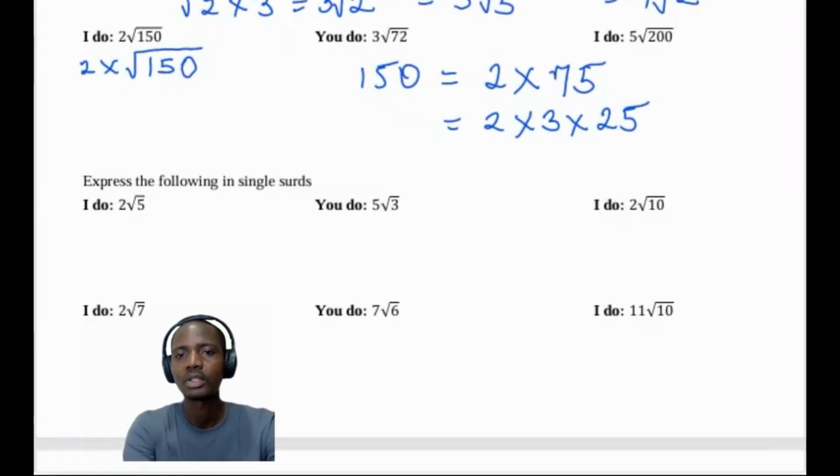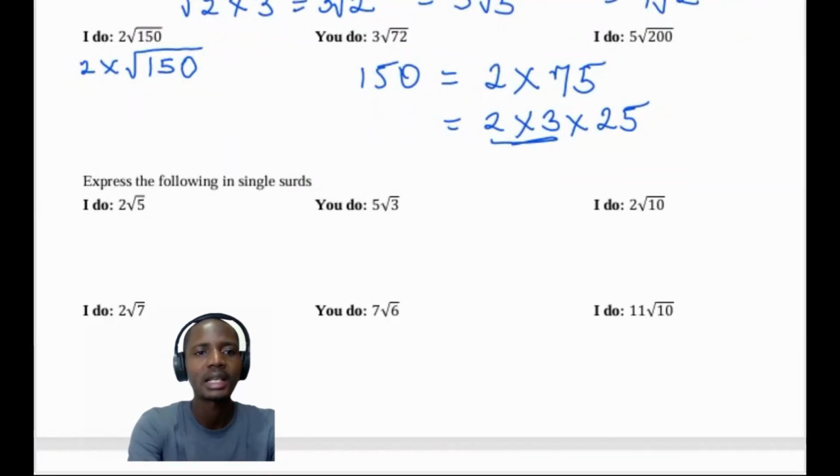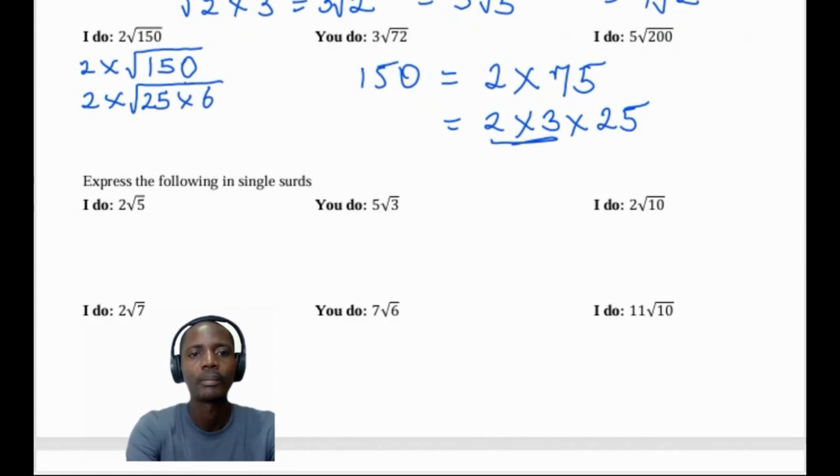So what I just have to do is 2 times 3 is 6. So I can write this as 2 times root of 25 times 6. This is another way you can do this, such that it becomes easy. So I know the square root of 25. The square root of 25 is 5.